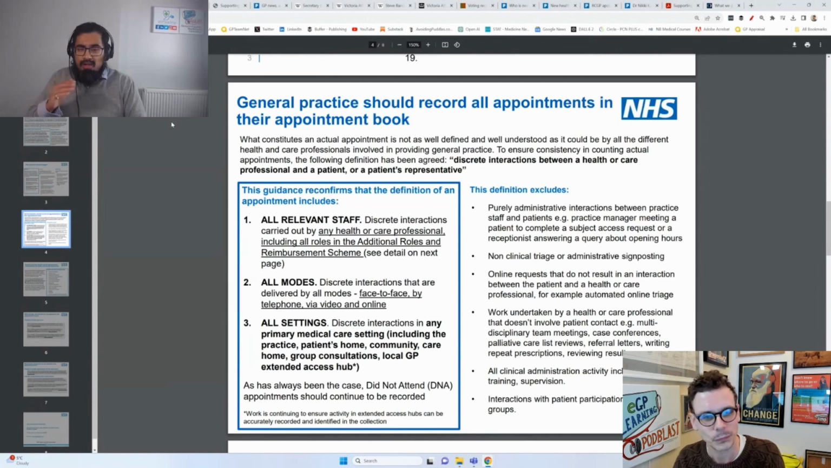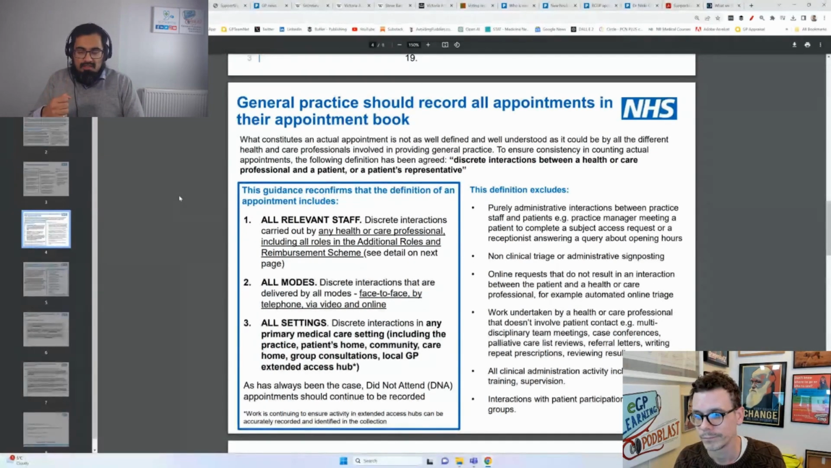So all relevant staff can be involved in this, and it does include the additional roles themselves as well. So it's an interaction with a member of staff, okay? And it talks about the types of members of staff on the second page, but we'll come to that in a second. It talks about the modes of consultation. So this is face-to-face, telephone, video, every kind of mode. And the modes are then broken down a little bit later on, and we'll come to that in a bit more detail. And then the settings.